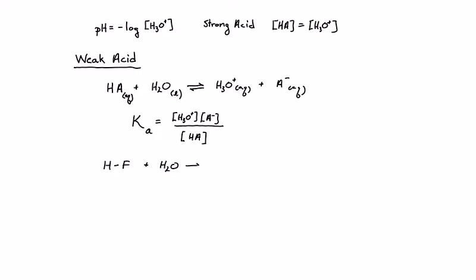So if I take HF and I dissolve it in water, I will form a little bit of hydronium and a little bit of fluoride. And it turns out that the Ka value for hydrofluoric acid is 7.1 times 10 to the negative fourth, which would be equal to the equilibrium concentrations of hydronium times fluoride divided by HF.